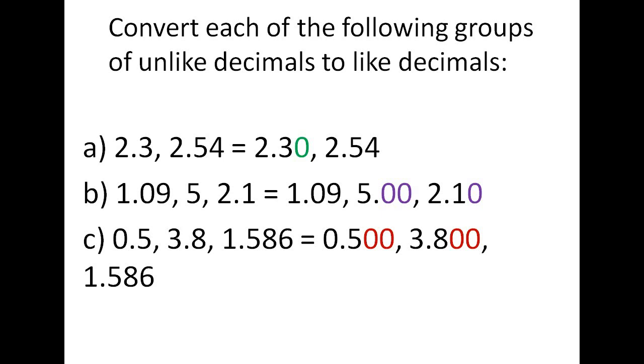Children, by adding zeros, they become equivalent decimals, but they are unlike decimals. Suppose you take 0.8 and you add one 0, 0.80. They both are unlike in places only if the places are not the same.